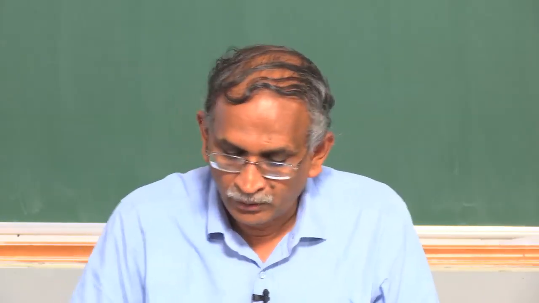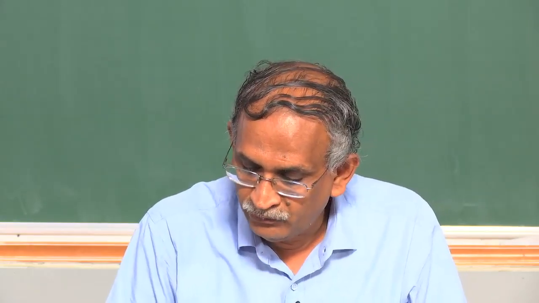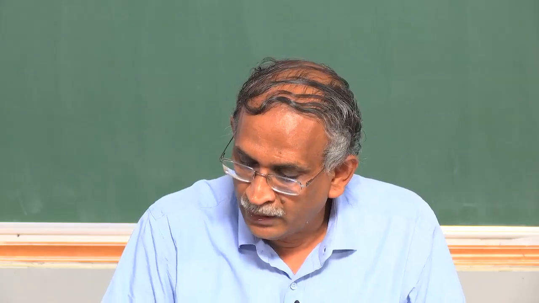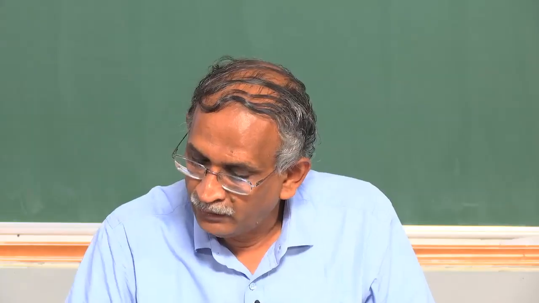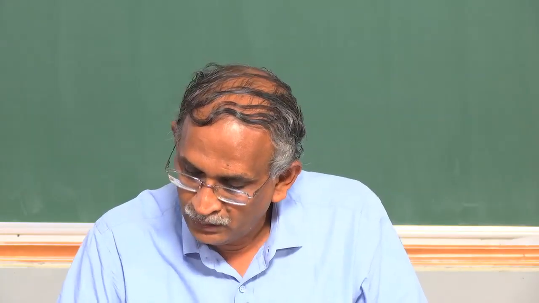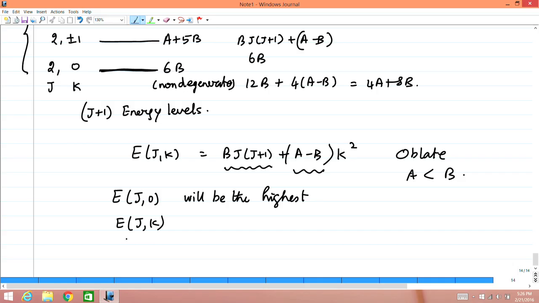For the oblate symmetric top, the energy level expression is still the same. It is E_JK, which is B J(J+1) plus (A minus B) K squared. But for the oblate symmetric top, A is less than B, and therefore this term is a negative contribution for the K not equal to 0 states. Therefore, E_J0 will be the highest among all the energy levels E_J0, E_JK, where K goes from plus or minus 1, plus or minus 2, to plus or minus J.